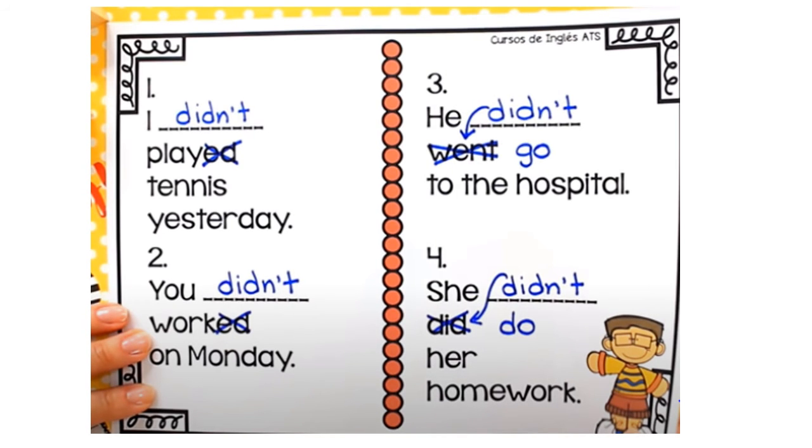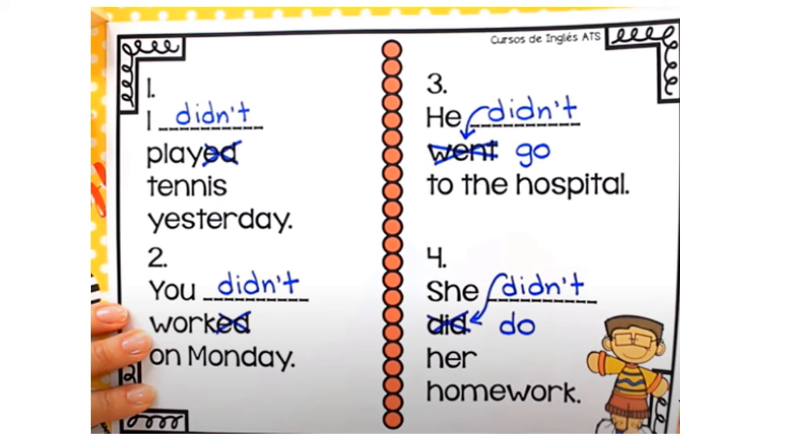Example, if you want to make negative statements, you have to say, I didn't play tennis yesterday. Yo no jugué tenis ayer. Como ven, aquí he tachado la D, no necesito modificar el verbo a pasado porque está apareciendo el auxiliar didn't. Here the same, aquí lo mismo. You didn't work last Monday.